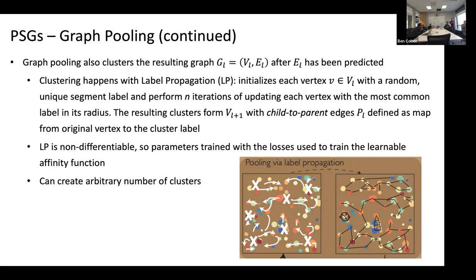So the last sentence here is the most critical. The resulting clusters form the next layer's vertices with child to parent edges defined as the map from the original vertex to the new cluster label.